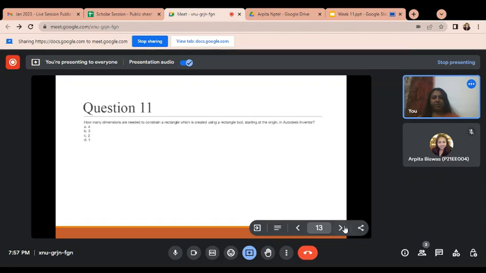So the right option is option C, 2. How many dimensions are needed to constrain a rectangle? There are 2 dimensions needed to create this using a rectangle tool starting at the origin in Autodesk Inventor. So the right option is option C.